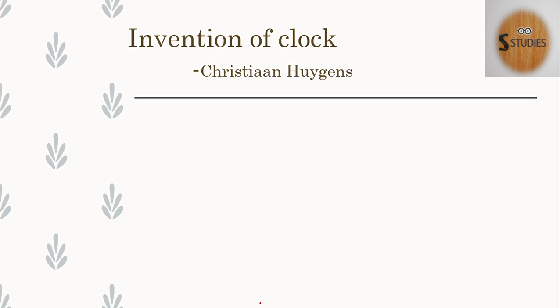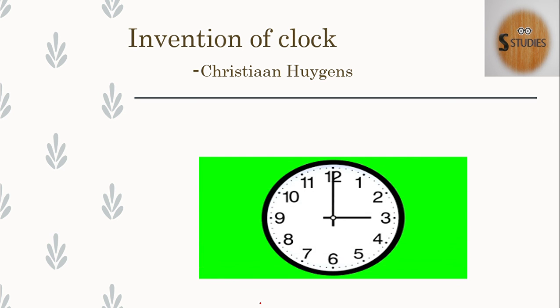Next, invention of the clock. Now comes the modern invention. It is the clock. It was invented by Christiaan Huygens. He was a scientist who invented the clock. Now, almost everyone's home has this tool as a clock. I hope it's in your home too.